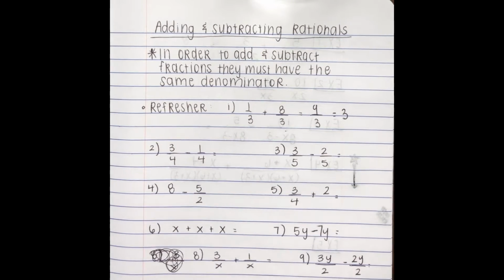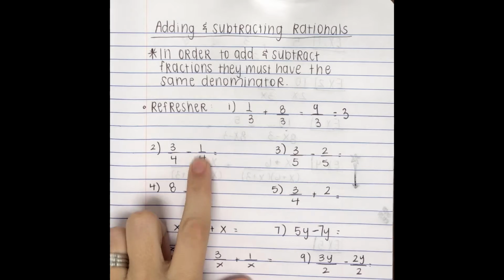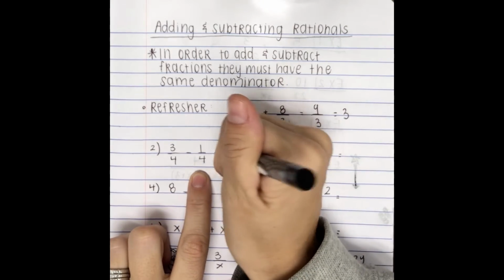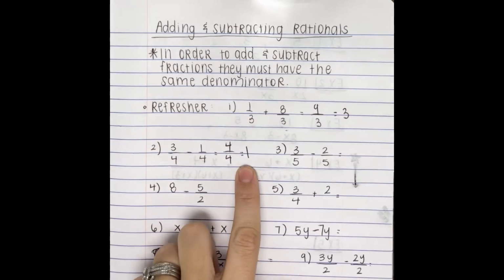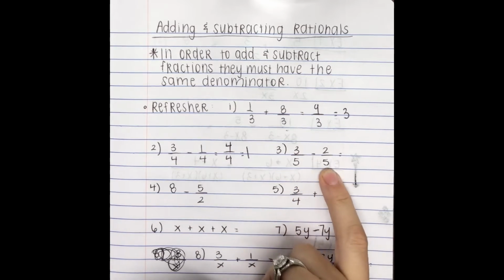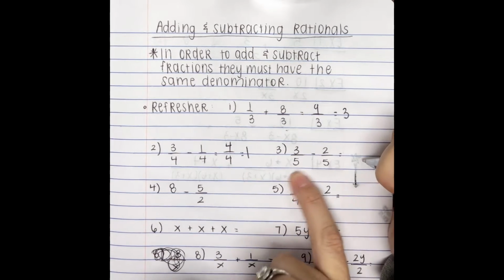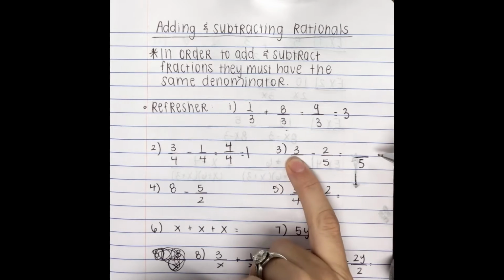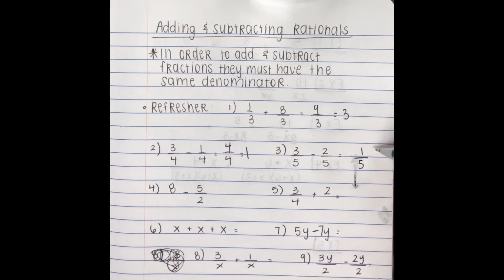Okay? Next one, we have 3/4 plus 1/4 would give us 4/4, which is 1 whole. Okay? If we have 3/5 minus 2/5, we keep our denominator as a 5, right? And then 3 minus 2 is 1, so you get 1/5.